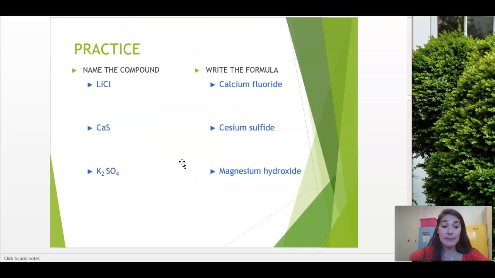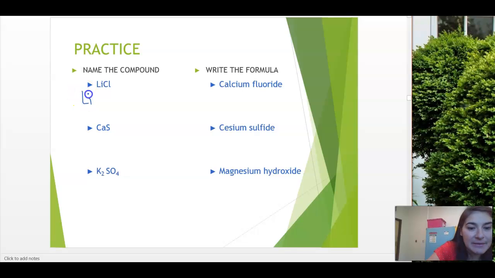So now you're going to take a beat and you're going to do these 6 practice problems. So for the 3 on the left, you are going to submit their names. And for the 3 on the right, you are going to submit their formulas. So go for it.